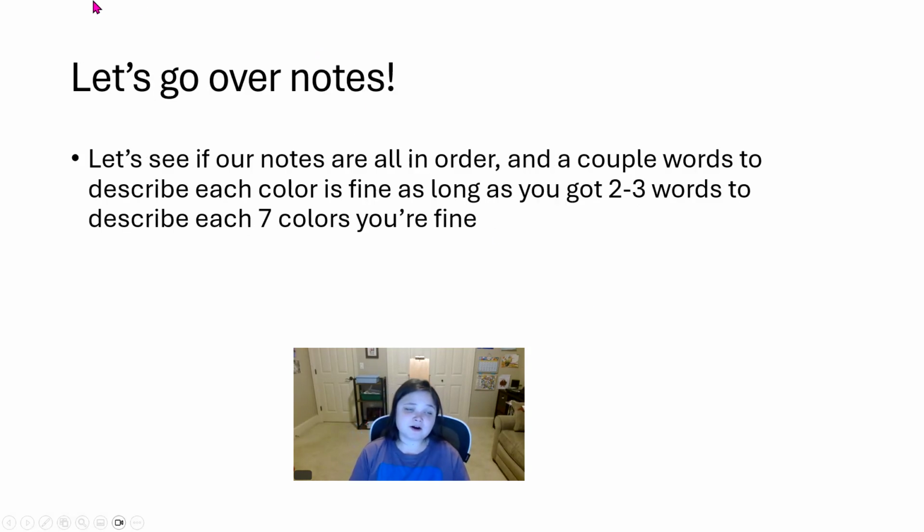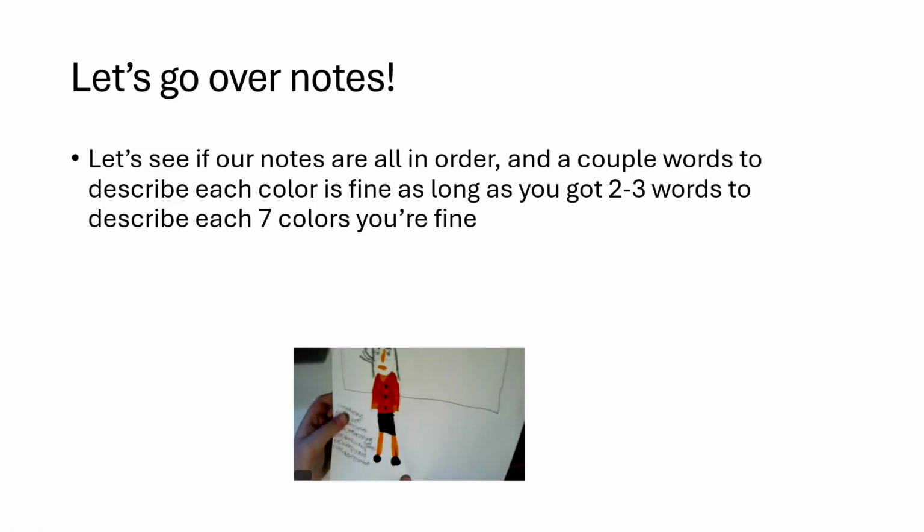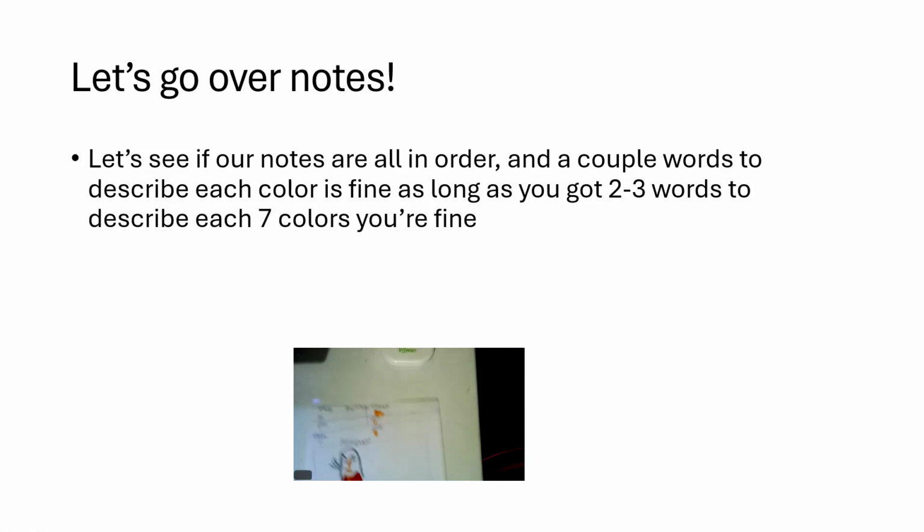All right, so let's go over our notes. Let's see if all of our notes are in order. Again, like I said, a couple words to describe each color is fine as long as you got 2 to 3 words to describe each of the 7 colors. You're fine. So your notes, if you've been following along, should look like this. I've labeled it color meaning notes, and then I have what each color means. Okay, those are the notes we're doing today.